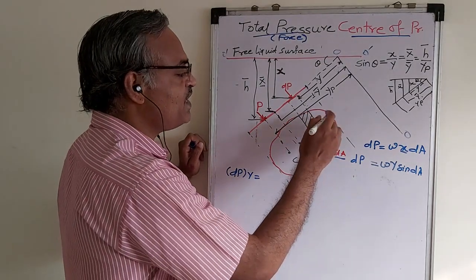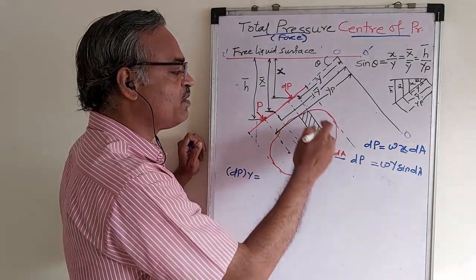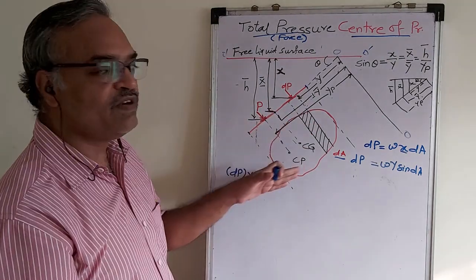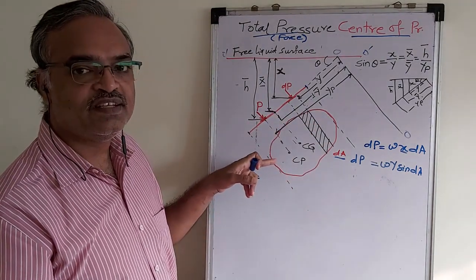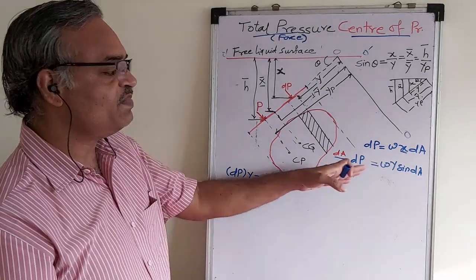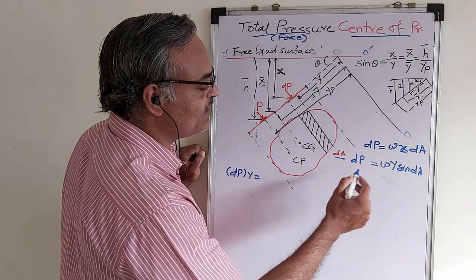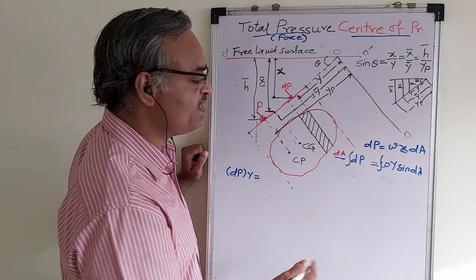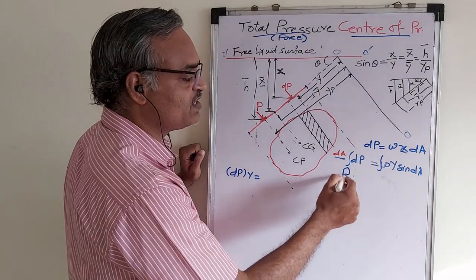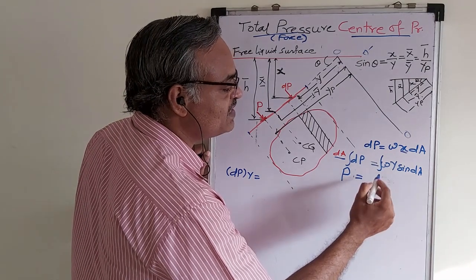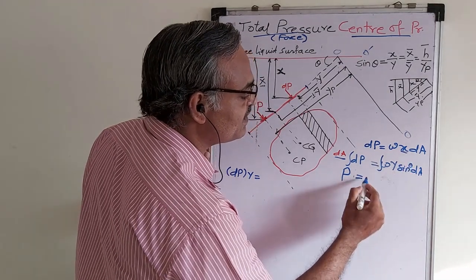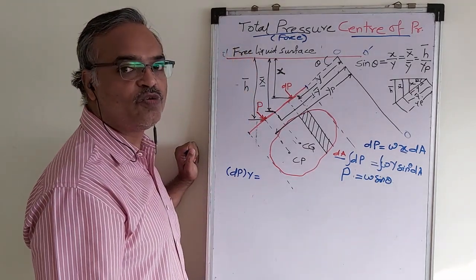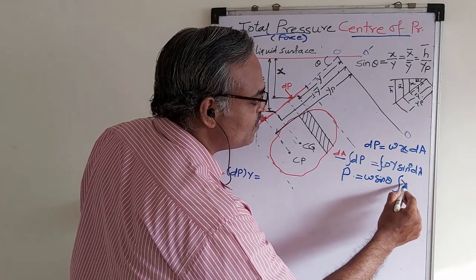Now similarly, we have so many strips here. We will calculate the total pressure on every strip and then we will add it together, so it will give us the total pressure acting on the whole body, which is nothing but integration of this part. So the total pressure acting on this whole body can be obtained by integrating this formula, similar to what we have done in the previous case. So the total pressure P, as you can see here, W and sin theta are constant, that's why I have taken them out of the integration sign, and here it is integration of y dA.